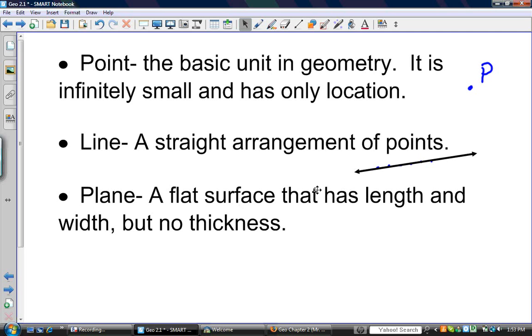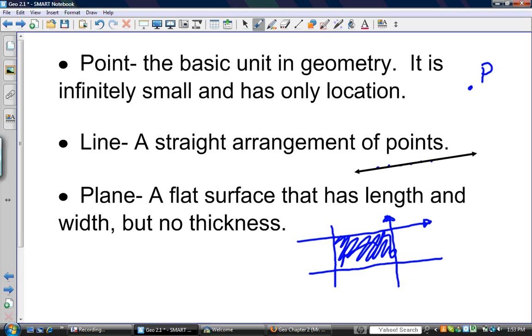A plane is a flat surface that has length and height, but no thickness. We can represent the plane like this, where it has length and height, but it's so thin it actually doesn't exist. But we'll represent it like that. And sometimes it's represented like that. These are examples of a plane. It's just like a flat sheet of paper, but so thin that it doesn't exist, and it goes in all directions, up, down, left, and right, but it has no thickness.